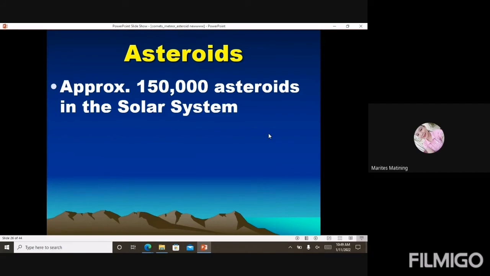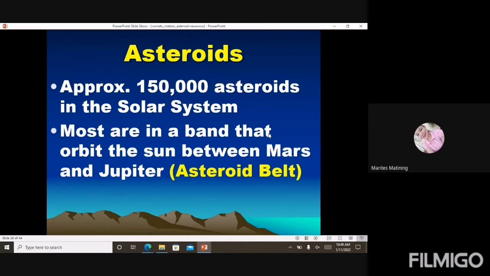Approximately 150,000 asteroids in the solar system. So, ang dami pala nila, di ba? Most are in the band that orbit the sun between Mars and Jupiter. Okay, so that's our asteroid belt. Kung i-review natin, the asteroid belt is actually in between the anong tawag natin? Between the rocky planets and the gas planets. Parang yung asteroid belt, siya yung naghihiwalay doon sa inner planets natin tsaka outer planets natin.